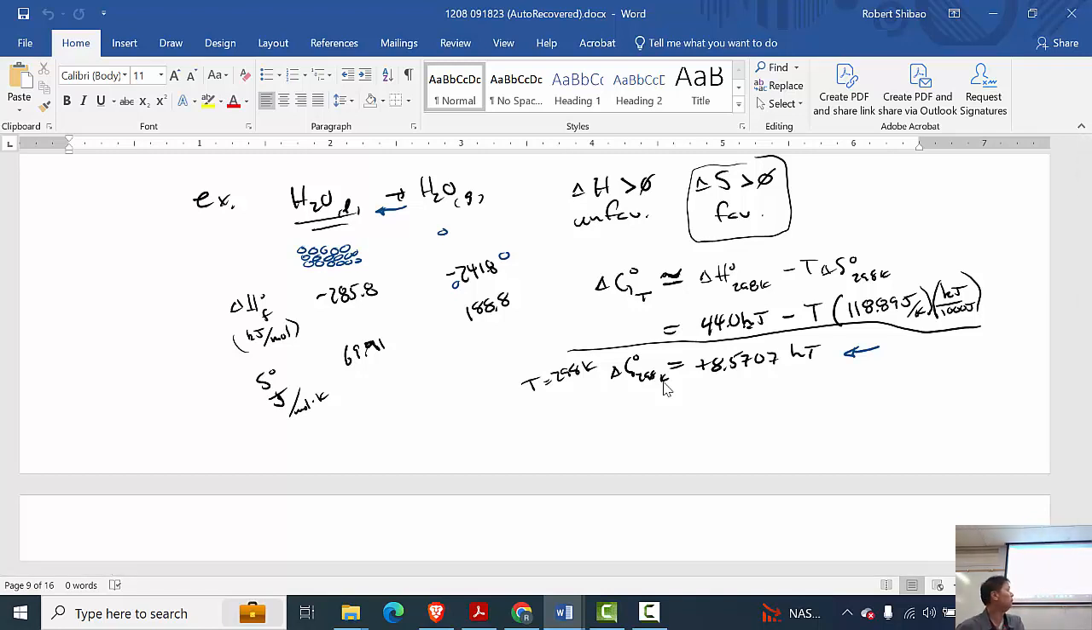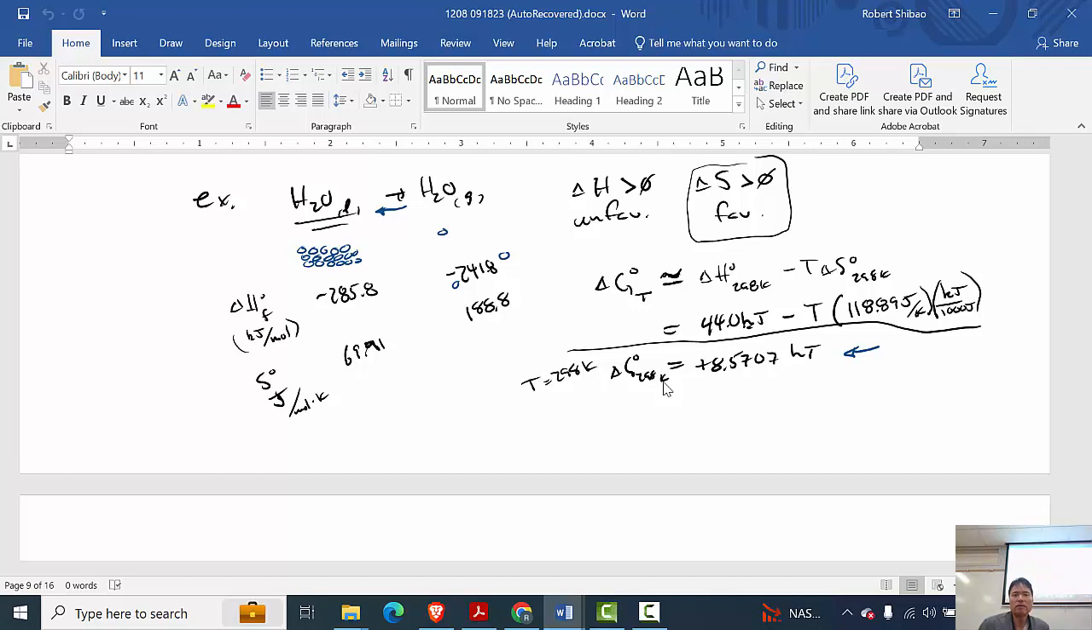Actually, let me finish this calculation we were looking at yesterday. And we're looking at the driving force for this H2O liquid going to H2O gas. And we saw that the delta G was positive.